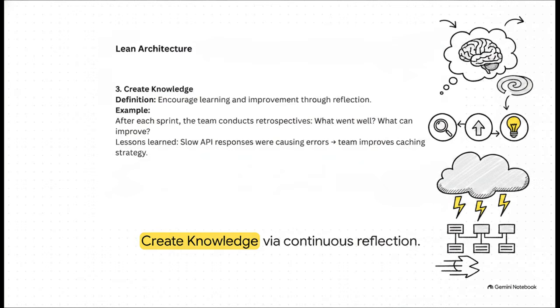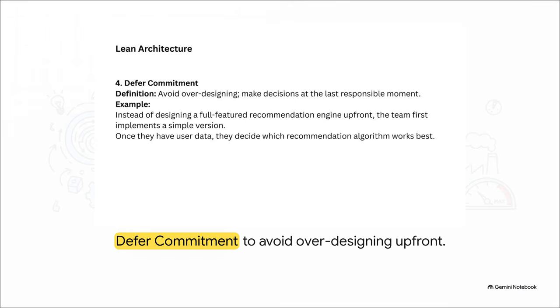For example, if you figure out that slow API responses are causing user errors, the knowledge you just created dictates that your team needs to roll out a better caching strategy, like yesterday. Now, Principle 4 actually sounds kind of counterintuitive at first. Defer commitment. Usually, we want every single detail planned out perfectly, but Lean tells us to avoid over-designing and to hold off on making big decisions until the last responsible moment.